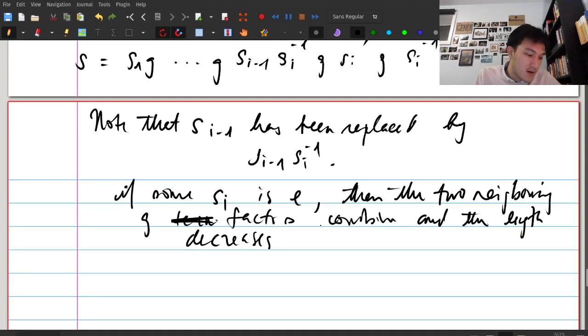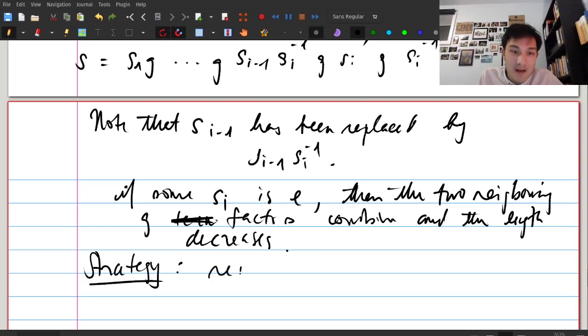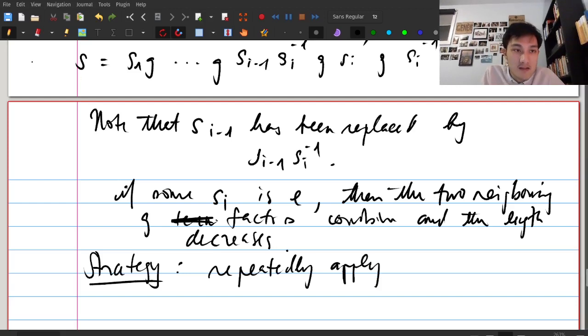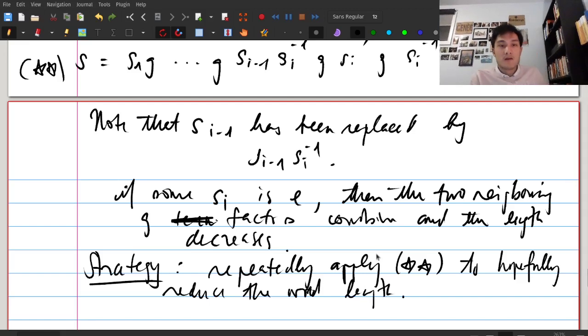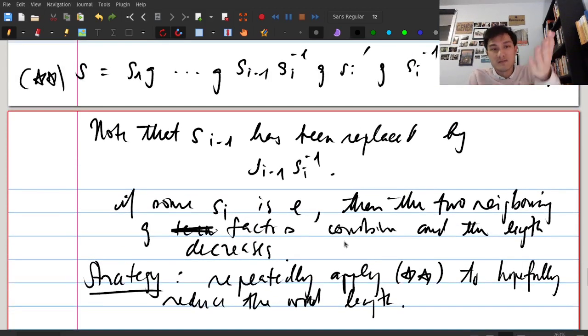Okay, so here's the strategy. Repeatedly apply this, let's call it double star. Repeatedly apply double star to hopefully reduce the word length. Okay, so we're going to try and prove that the word length must decrease.